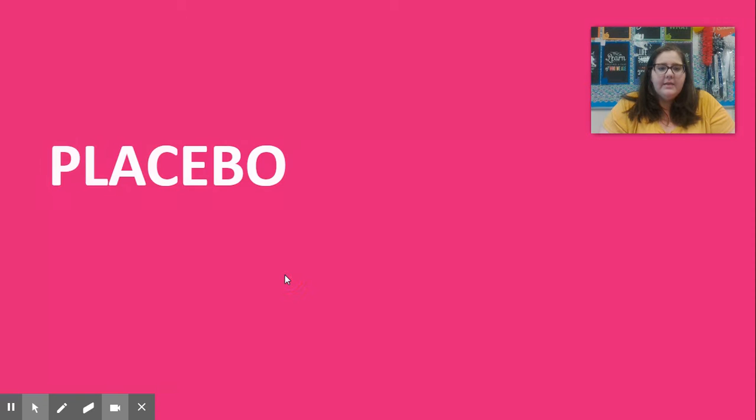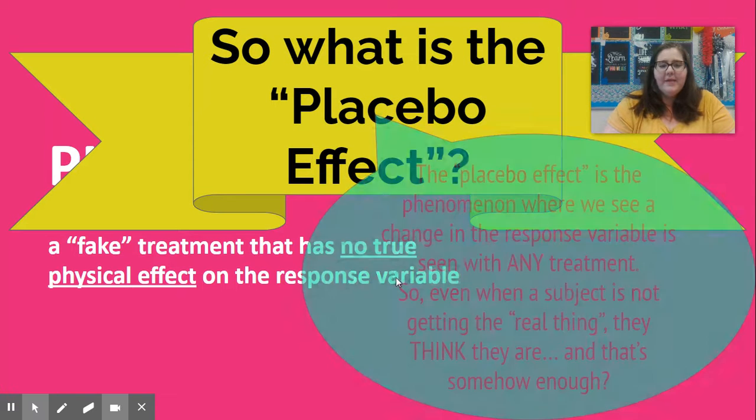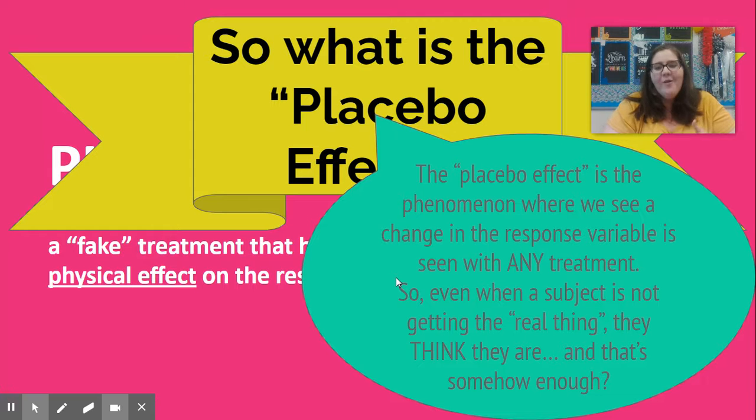There is such a thing as the placebo effect, though. If you've ever heard that term, the placebo effect basically refers to the phenomenon where we see a change in the response variable with any treatment that we give. So people who get a placebo pill, like a sugar pill, as a treatment, they feel better. And it's unexplainable. It's just something that happens in our brains. You get any kind of treatment and all of a sudden you feel better because you're getting something. So even when a subject is not getting the real medicine or the real treatment, they think they are getting the real treatment, so they feel like they're getting better. Maybe they are getting better, and somehow that's enough, right?